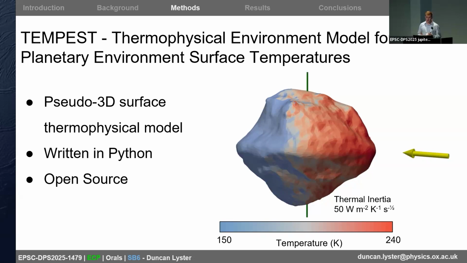And it also includes radiative mutual heating. So if you have, for example, a concave shape, say a crater, with sunlight incident on one side heating up that side of the crater, you'll have some radiant heating that heats up other parts of the crater.